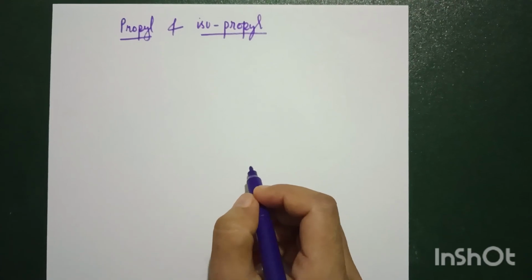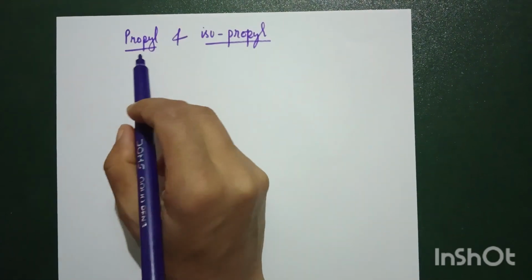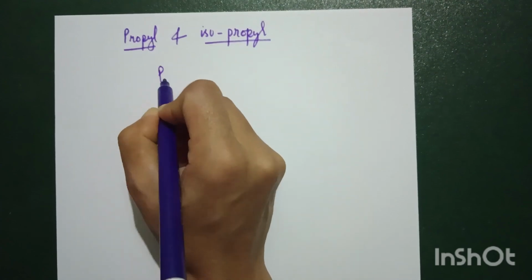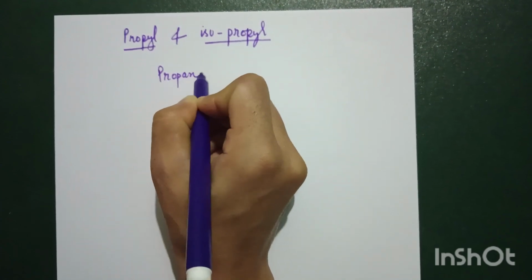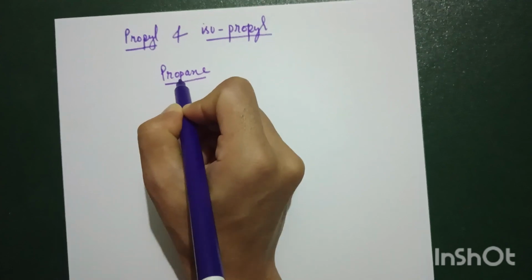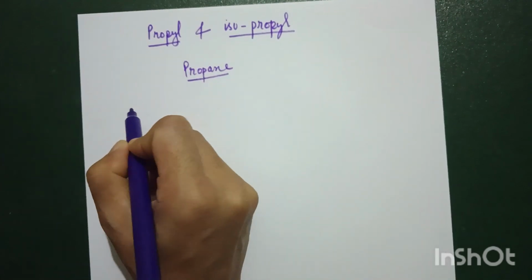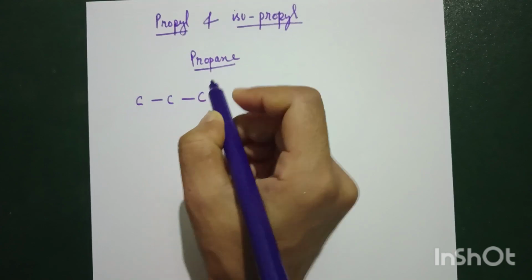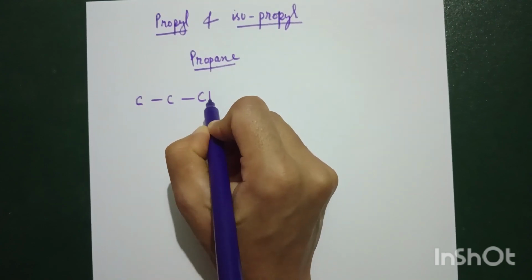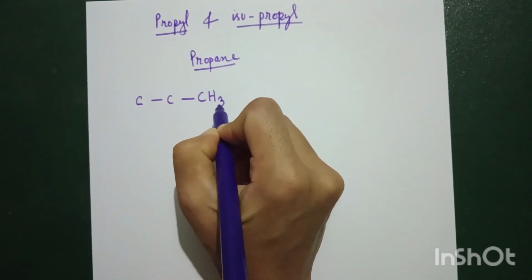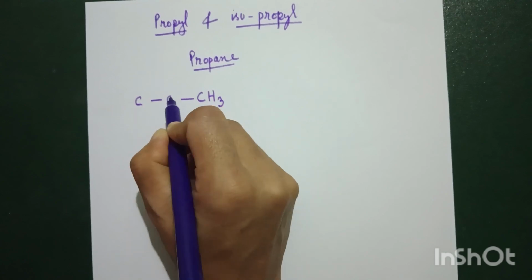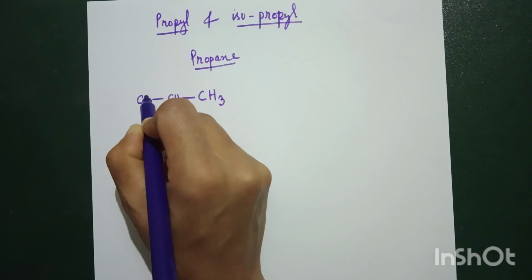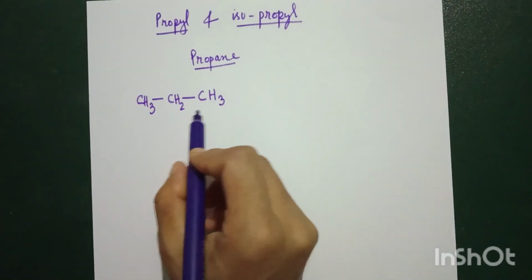Hi everyone, in this video I'll be sharing about what is propyl and isopropyl. So first we have to know what is propane. Propane, prop means the carbon chain contains 3 carbons, 1, 2, 3. Now let us balance the carbon's 4 valency by putting hydrogens. Each carbon should always have 4 bonds. Okay, so this is your propane.